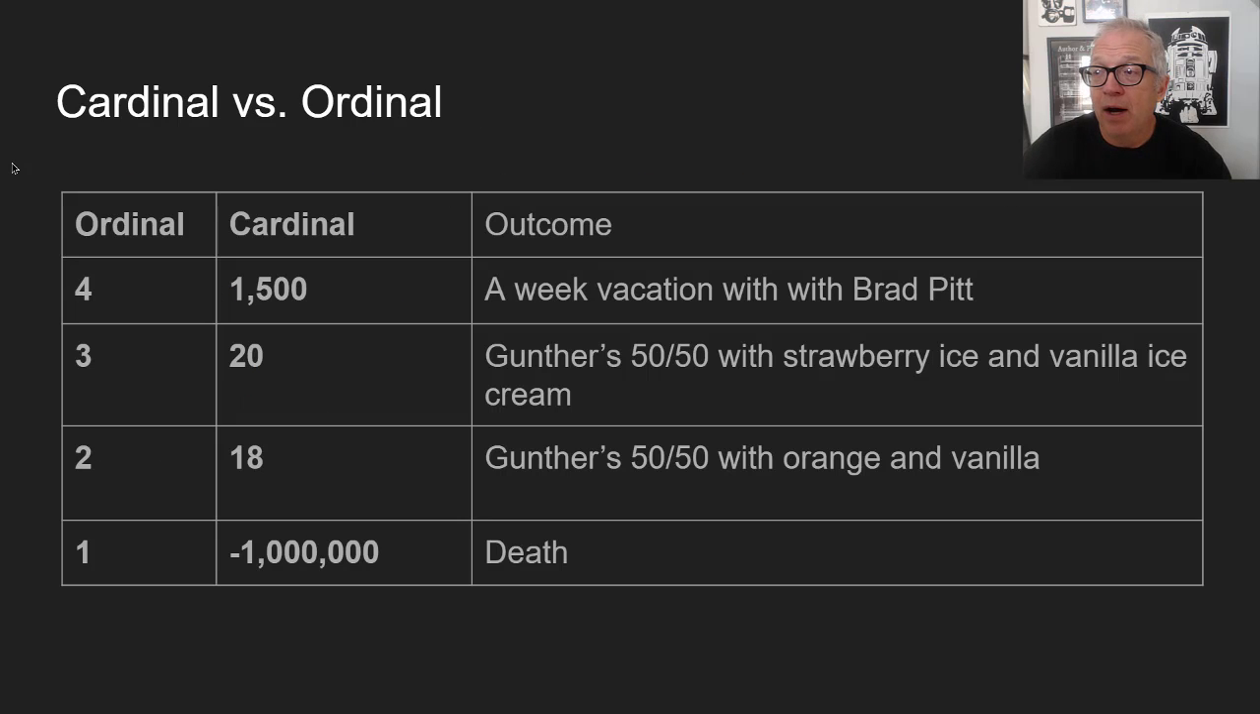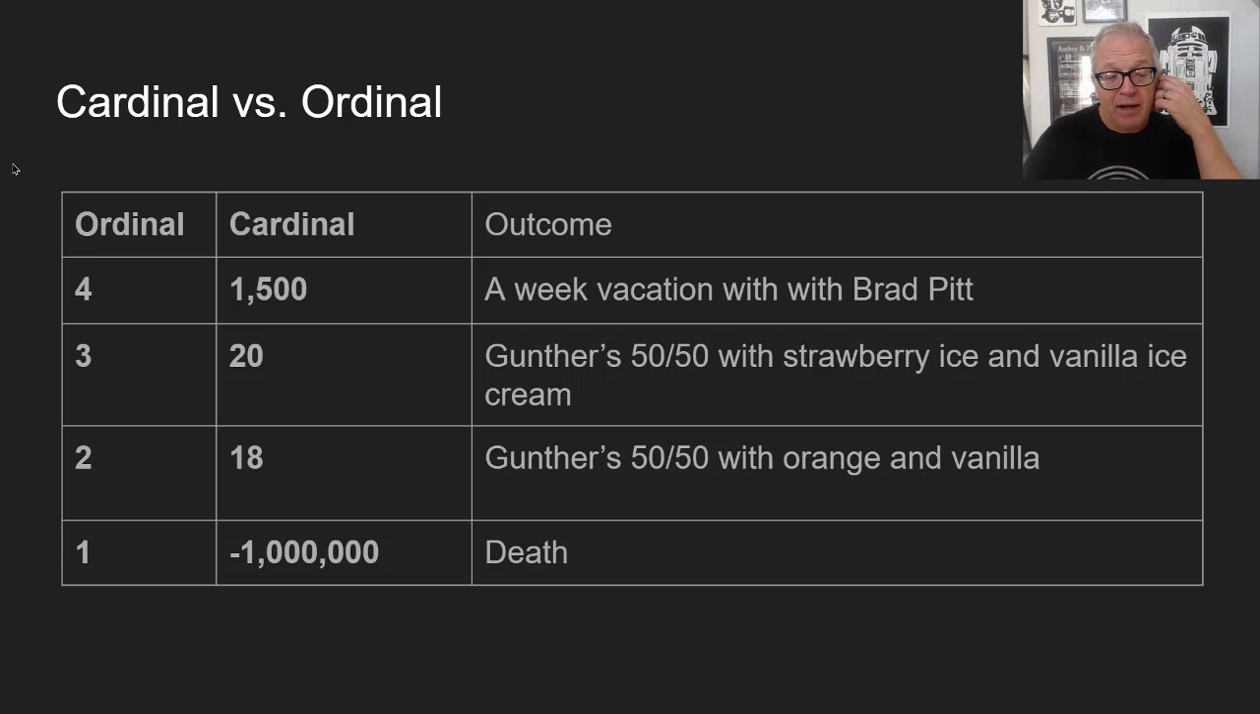For instance, here's a comparison of 4 things. I think I might have shown you this one before. Imagine a week's vacation with Brad Pitt, Gunther's 50-50, that's an ice cream thing, with strawberry ice cream and vanilla ice cream, or Gunther's orange and vanilla, or death. On an ordinal scale, you would rank those as 4, 3, 2, 1, and it doesn't capture any of the detail about the distance between them. But obviously, an ice cream sundae is not nearly as good as a fabulous vacation with Brad Pitt. You'd put a huge distance between 20 and 1500 or whatever.